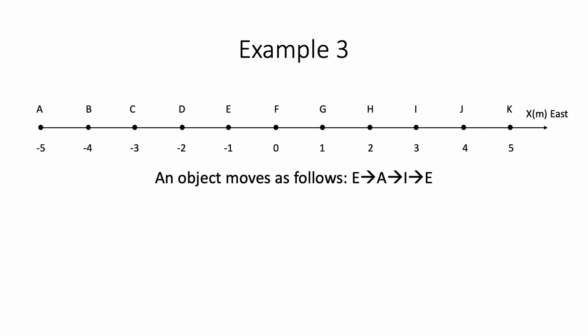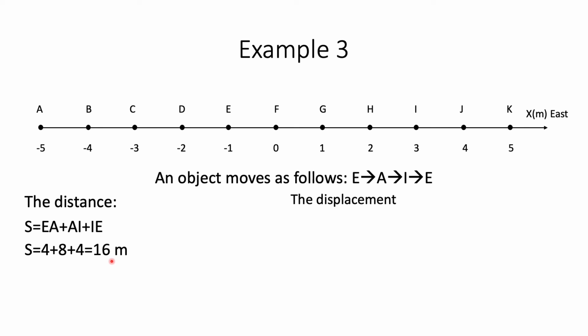A third example. From E to A to I to E. So the distance is EA plus AI plus IE. We find their values. From E to A it will be 4. Then from A to I will be 8. Then from I to E it is 4 again, so the answer is 16 meters.